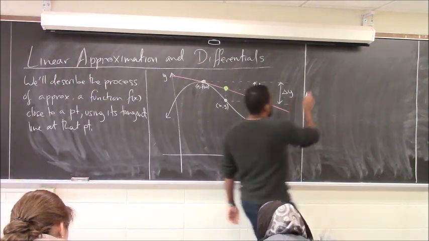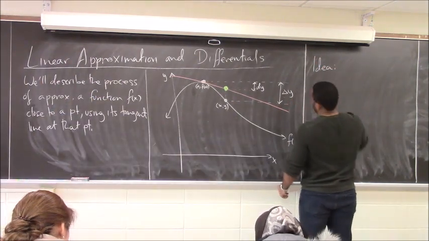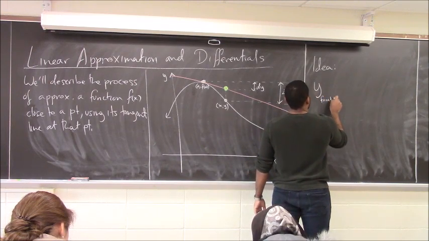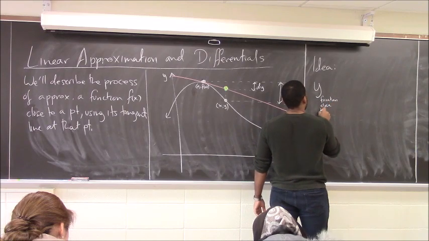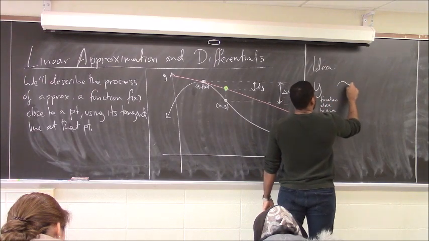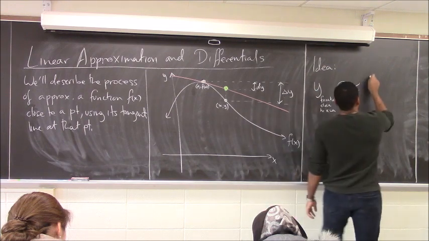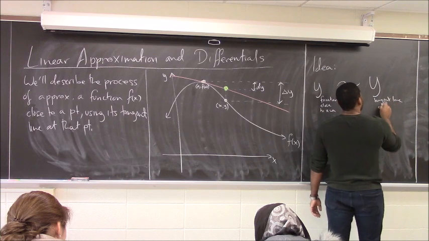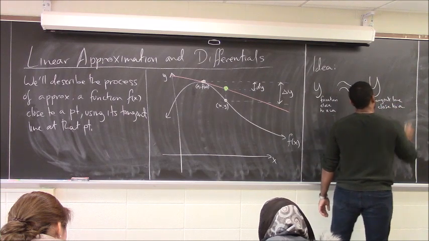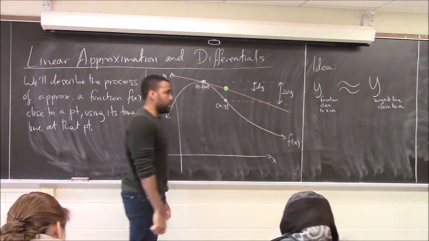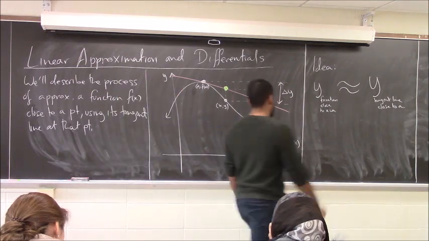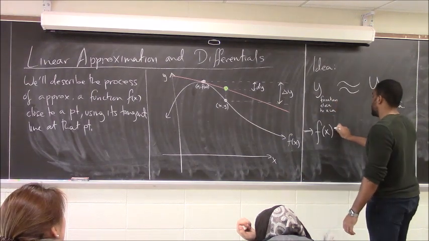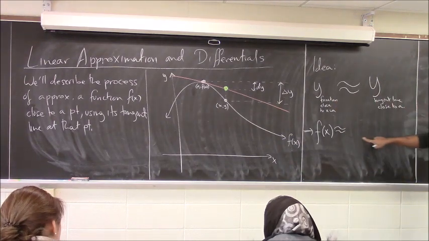So the idea here is the y of the function close to a is going to be approximately equal to the y for the tangent line close to a. In fact, that's the idea that we use to develop a tangent line. In other words, to figure out what is going on in f of x, one way to do that is to figure out what the tangent line is.